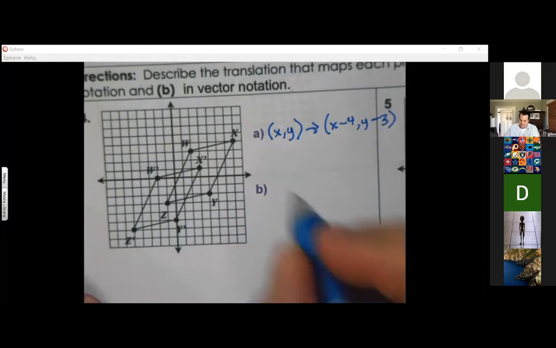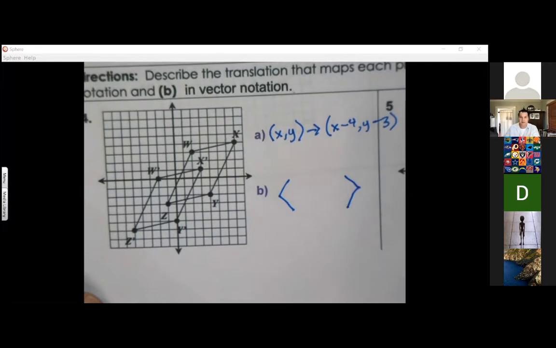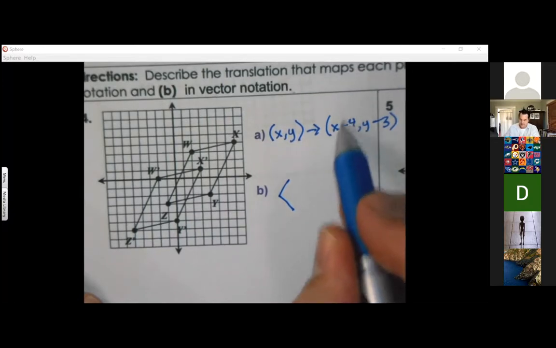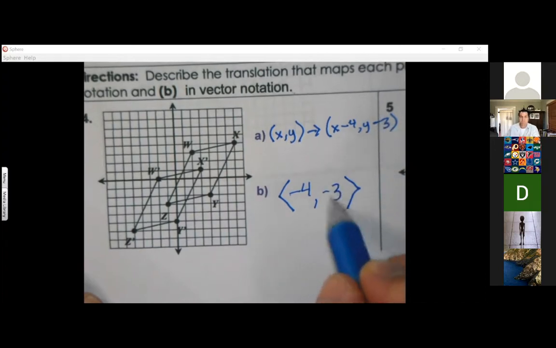And then for the vector notation, it's even easier. I just use those crazy little bent brackets, and I put what I've done here, -4, and what I've done here, -3.